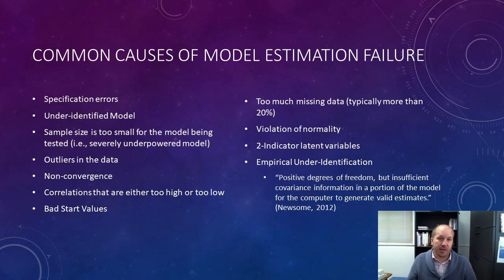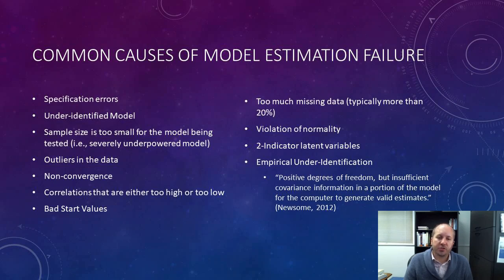You can have bad start values, so that place where it starts, its first iteration, can be a bad starting place. You can have too much missing data, so ML typically can't handle more than 20% missingness. Violations of the assumptions of ML, so violations of normality. Having two-indicator latent variables can cause a lot of problems. As you saw in your readings from last week, when you're doing a two-indicator latent variable, there are a lot of rules to follow with that.